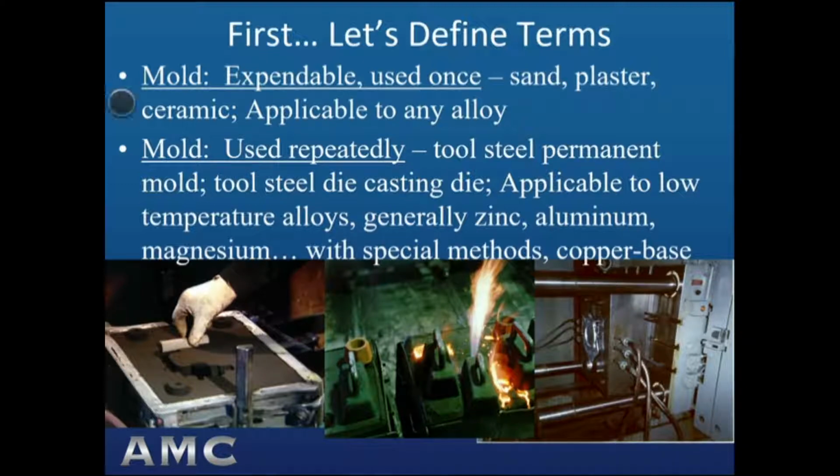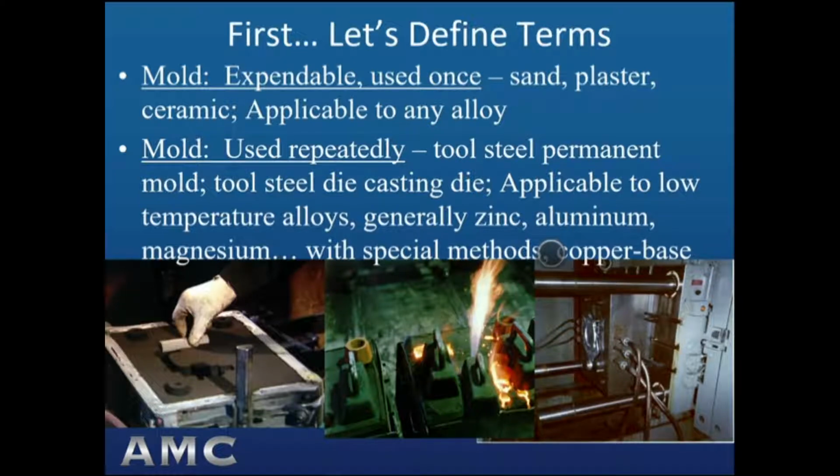First, let's define some terms. Mold: expendable molds are used just once. Those are made in sand, plaster, and ceramic, and they're applicable to any alloy. There's another kind of mold used repeatedly. Those are tool steel permanent molds and tool steel die casting dies, and they're applicable to low temperature alloys, generally zinc, aluminum, and magnesium, and with special methods they can be applied to copper-based alloys.